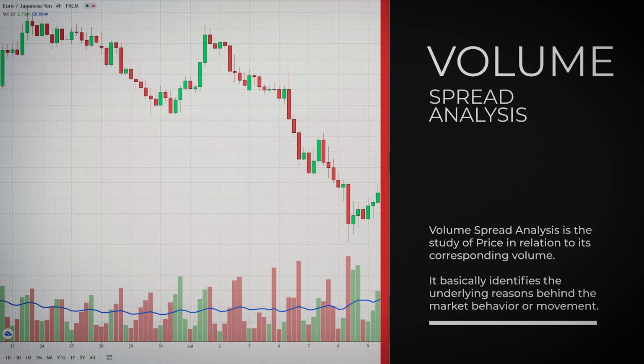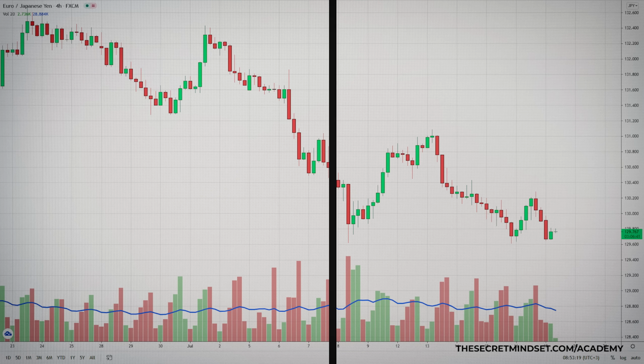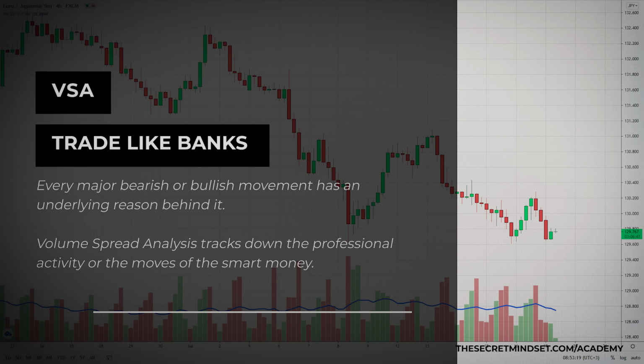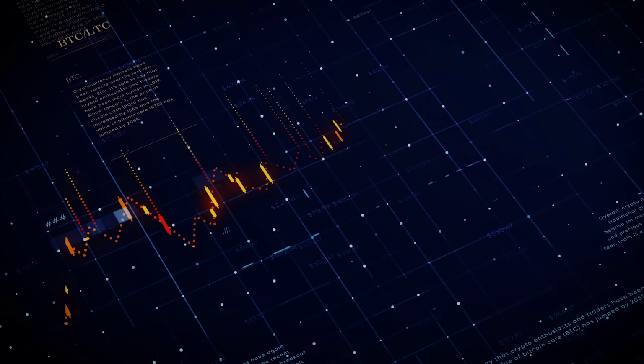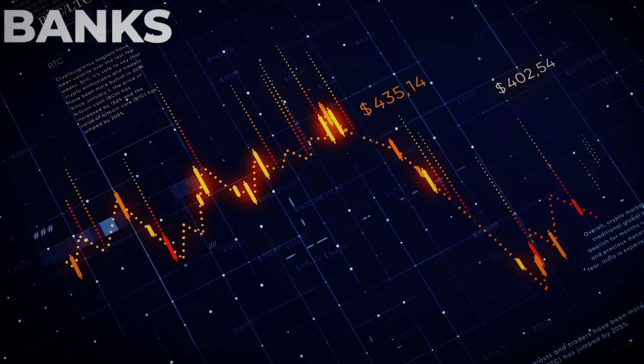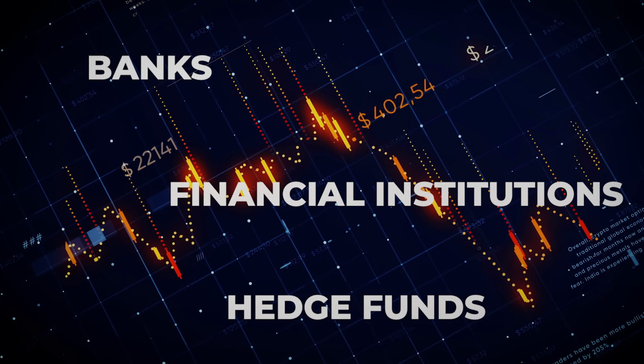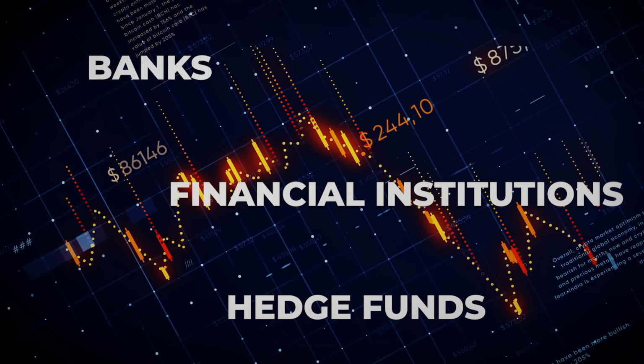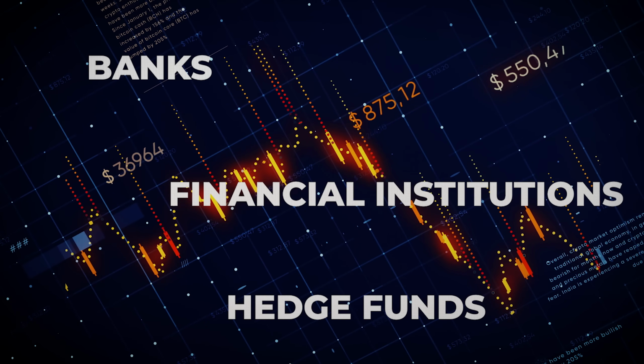Volume spread analysis is the study of price in relation to its corresponding volume. It basically identifies the underlying reasons behind the market behavior and movement. If a trader anticipates a bearish or bullish movement, then there must be an underlying reason behind it. Volume spread analysis tracks down the professional activity or the moves of the smart money. Smart money in this context is the big banks, hedge funds and large financial institutions having hefty pockets to move the markets the way they want.